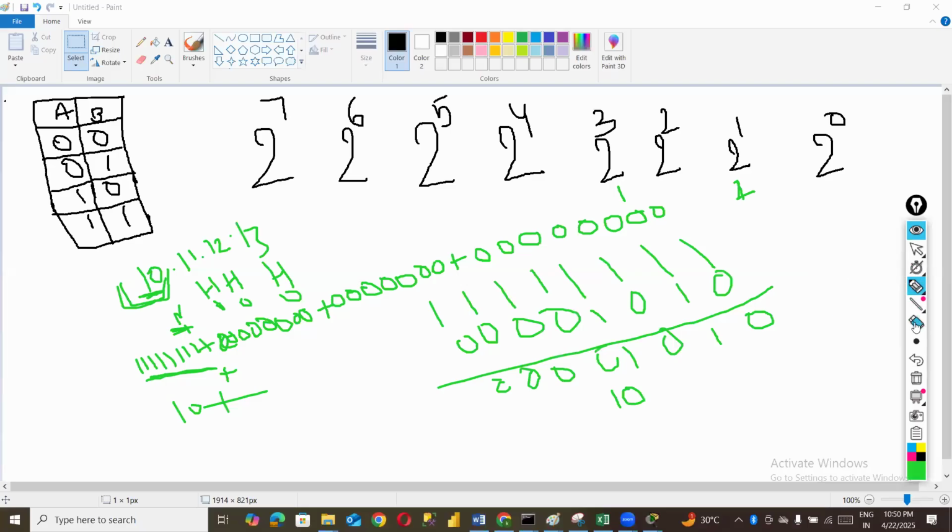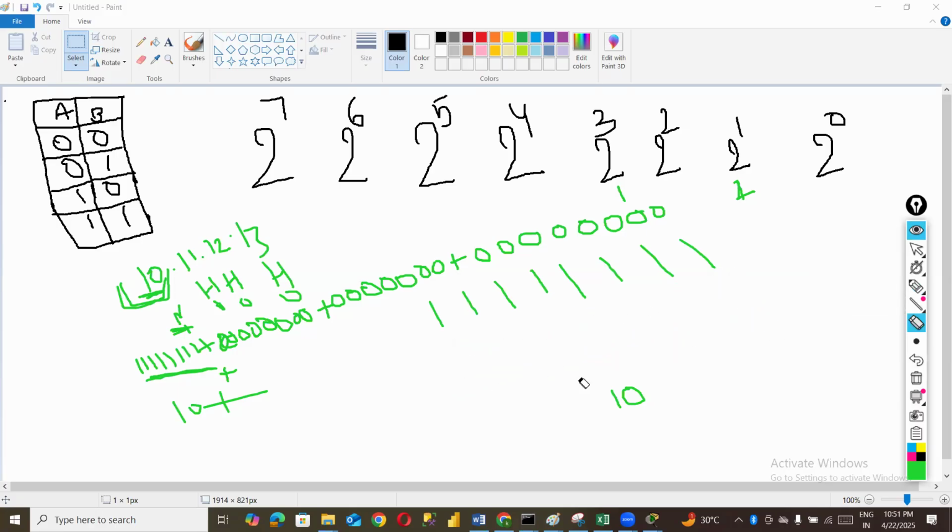So now we'll convert for this. Let these all be like this. So now we are dealing with the host bits. So host bits all are 0, 0, 0.